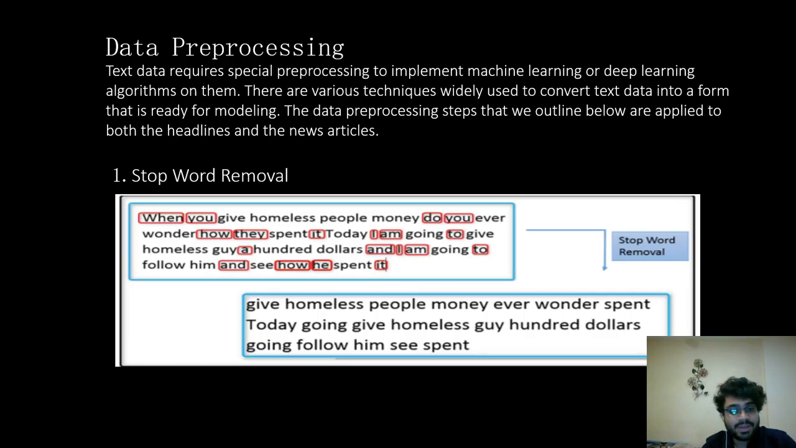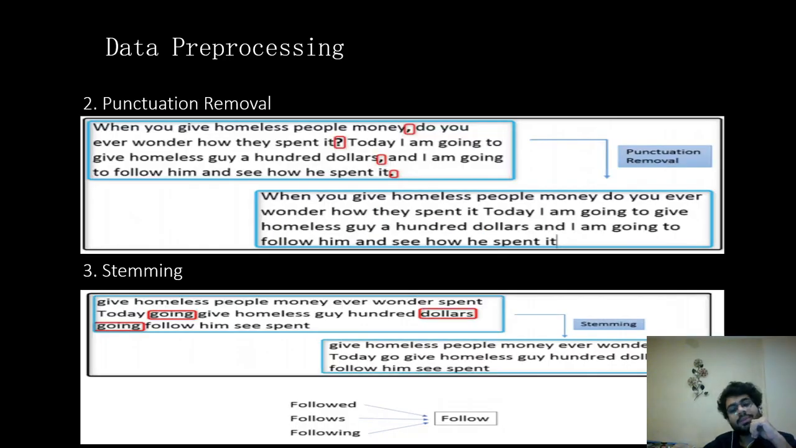As you can see, when, you, how, they, spent, it, all these are stop words, and these stop words need to be removed. Hence we use stop word removal. The second step now is punctuation removal. In natural language, punctuation is basically grammatical context. But here it doesn't mean anything, and things like comma, question mark, at the rate should be removed as they don't have any context. The third part is stemming.